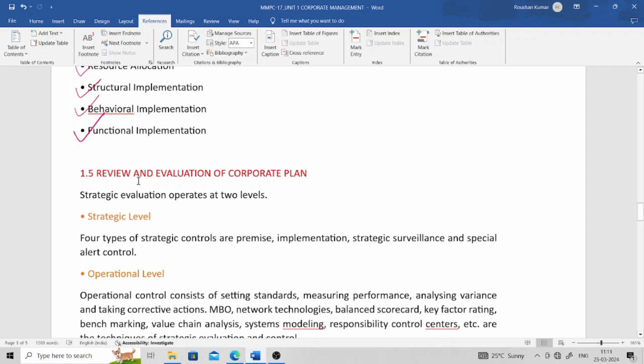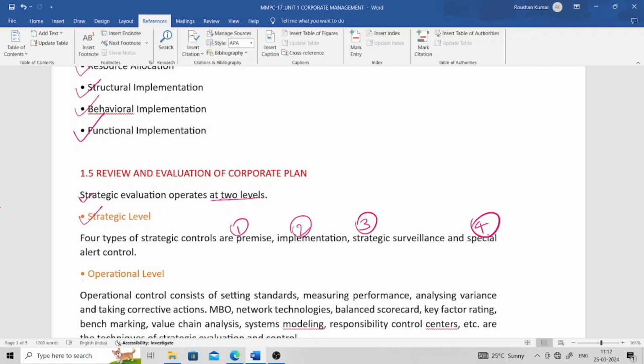Review and evaluation of corporate strategy operates at two levels. The first is the strategic level, and the second is the operational level. What happens at the strategic level? There are four types of strategic controls. The first is premise control. The second is implementation control. The third is strategic surveillance, and the fourth is special alert control. These are the four strategic controls which are used for evaluation purposes at the strategic level.